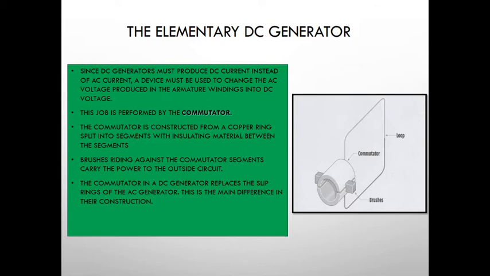As I said in the previous video, the only difference between an AC machine and a DC machine is the slip ring and the commutator. The commutator is to the DC machine as the slip ring is to the AC generator. The commutator mechanically reverses the armature loop connections to the external circuit. It automatically reverses the loop connection.